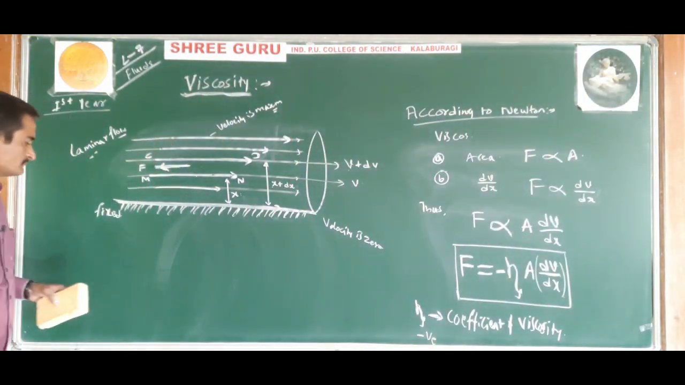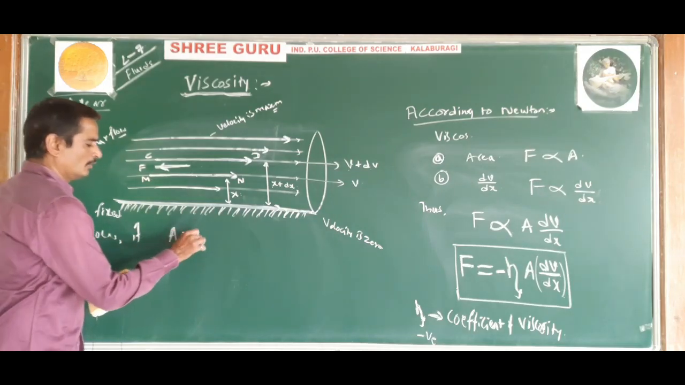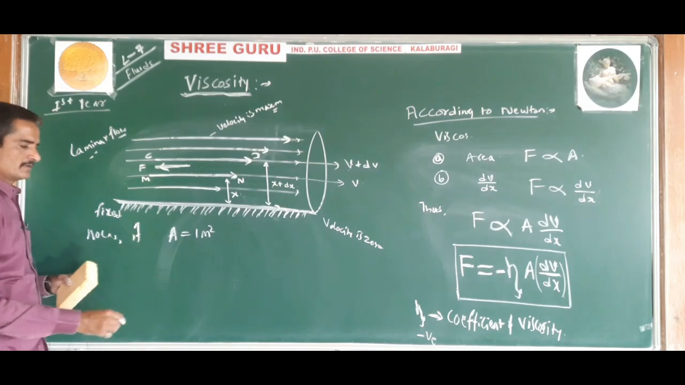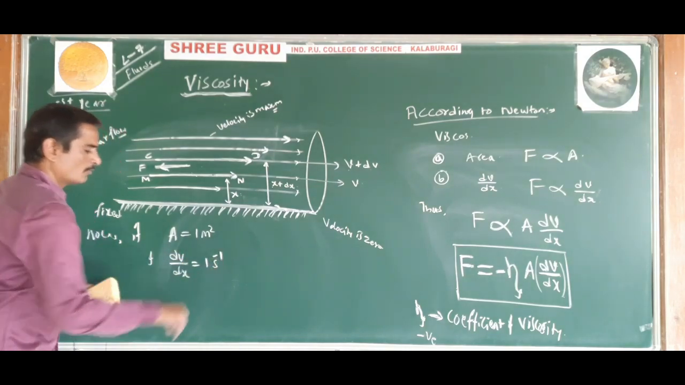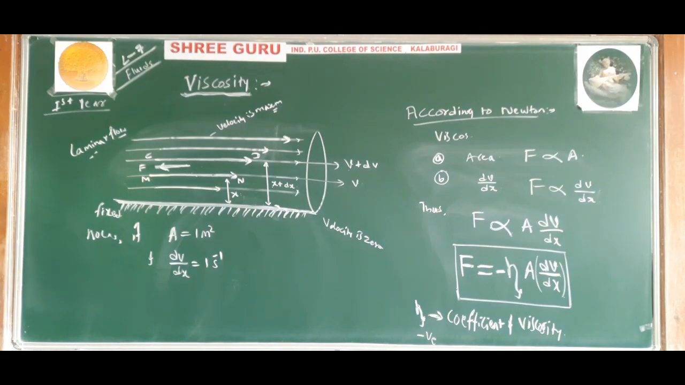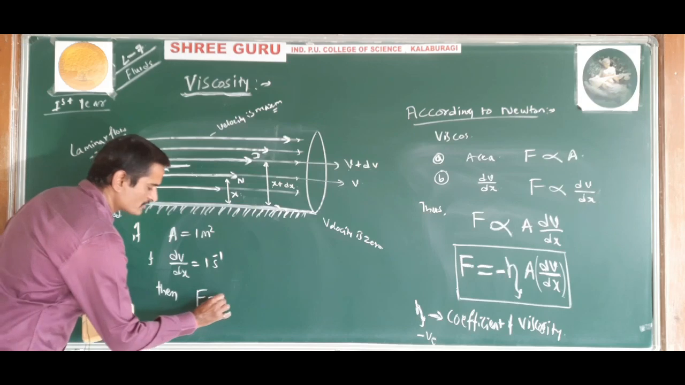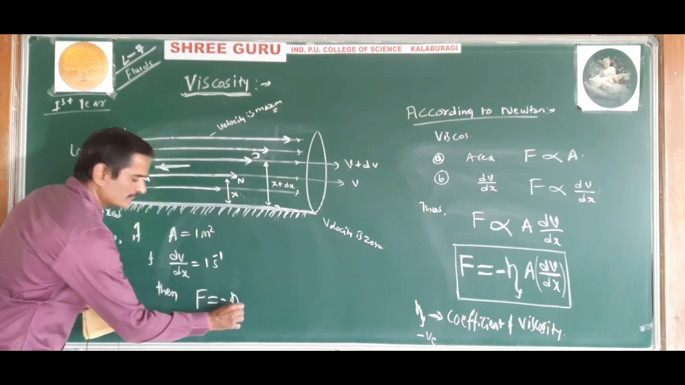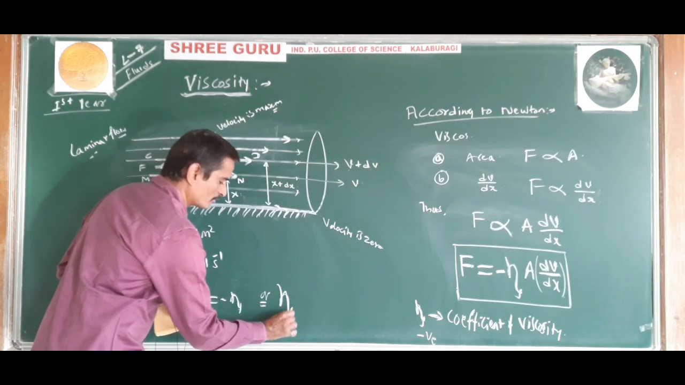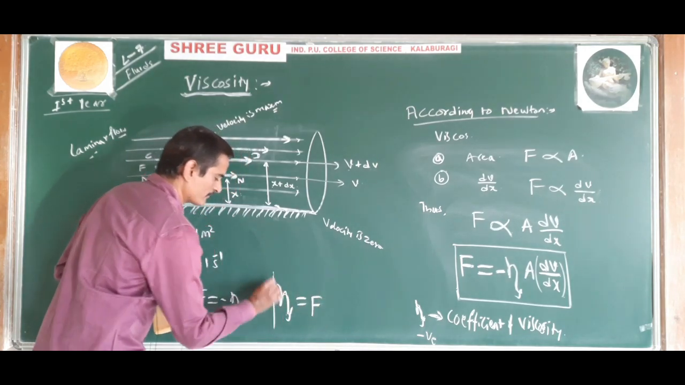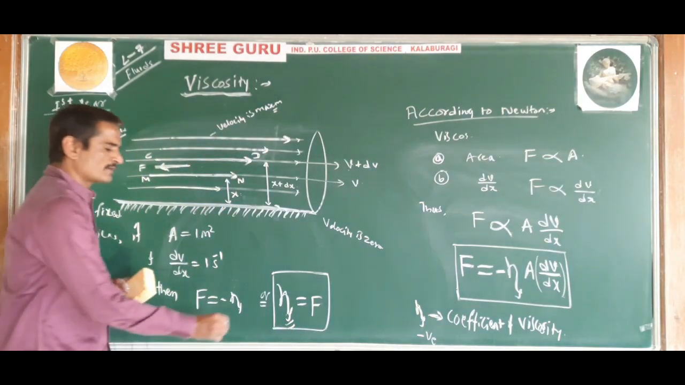So now if A is equal to 1, that is unit area, and dV by dx is equal to 1 per second, that is unit velocity gradient. Then what happens? Then you can write F is equal to minus eta, or just eta is equal to F. Now define coefficient of viscosity. Eta is called coefficient of viscosity.